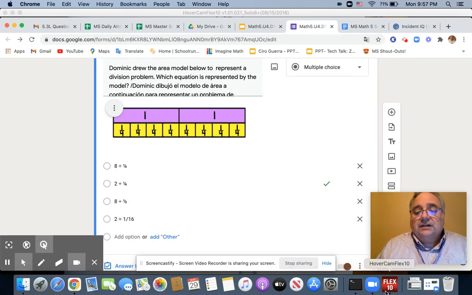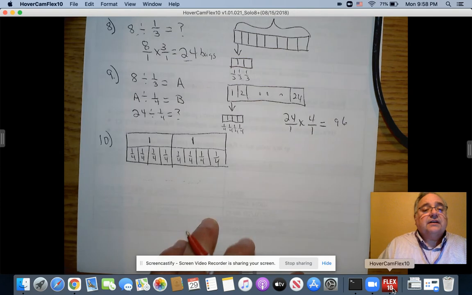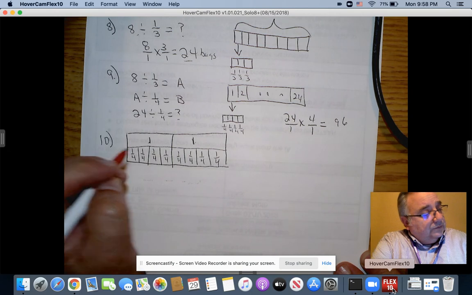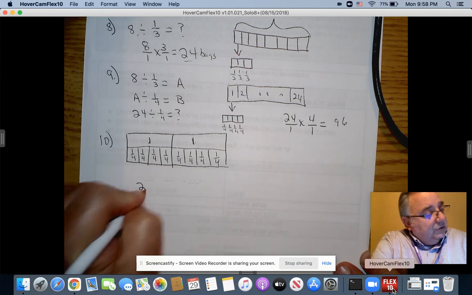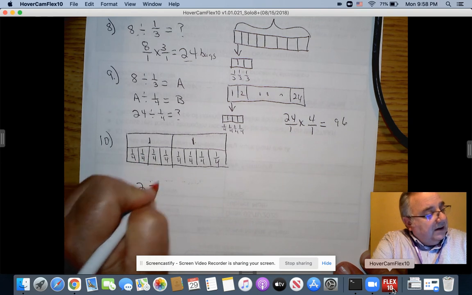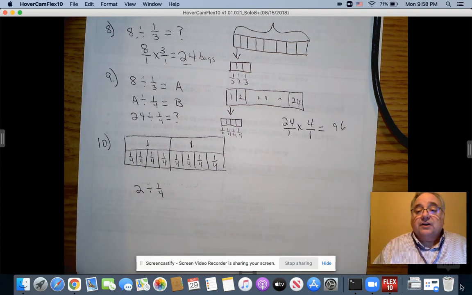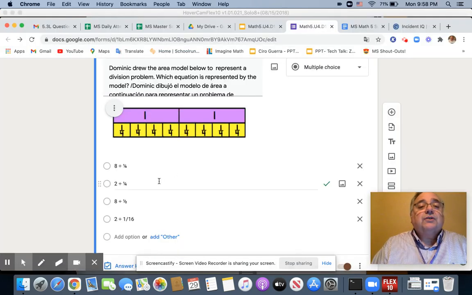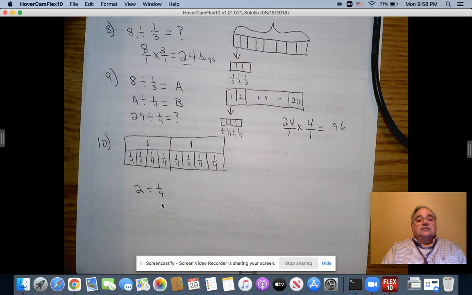The last one here looks like this picture right here. I have 2 total right there. 1, 2. So I have 2 total, and they're divided by what? 1, 2, 3 fourths. Divided by 1/4. Is there a problem there that looks like that? Dominic drew the area model below to represent a division problem. Which equation is represented by the model? 2 divided by 1/4. So it should look just like this here.